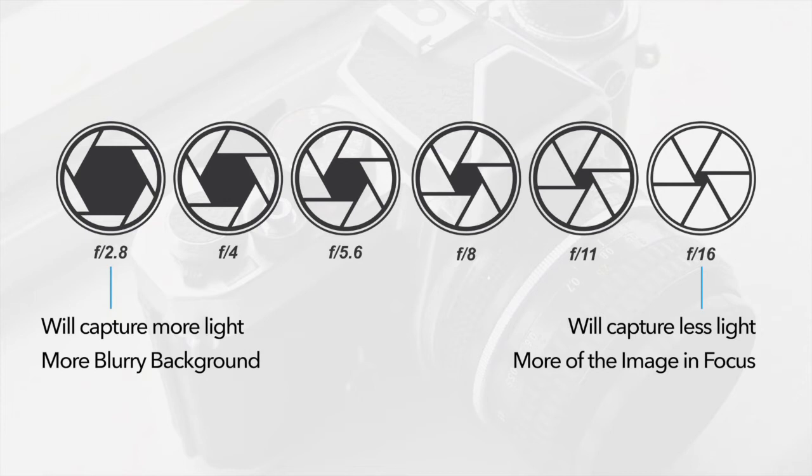On the opposite end, if they say they're setting their camera to f22, then the hole is going to be very, very small, and you can see that here. It will let in less light, but also give more depth of field. More of the image will be in focus.